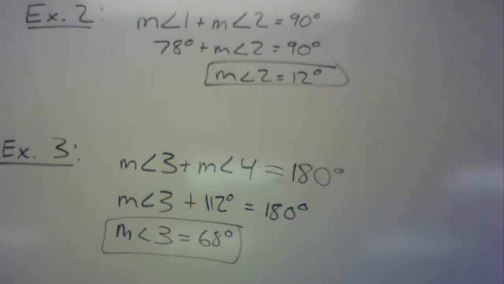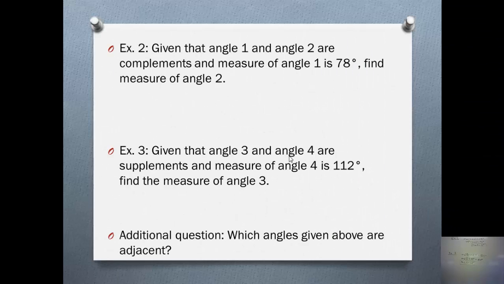Alright, at this point, I've done example 2 and example 3, and then they ask me this question: which angles given above are adjacent? It's a trick question. We don't know that any of the angles above were necessarily adjacent. We just knew that they were complementary and supplementary. It does not say anything about whether they share the same ray, share the same side, nothing. So therefore, my answer would be not enough information.